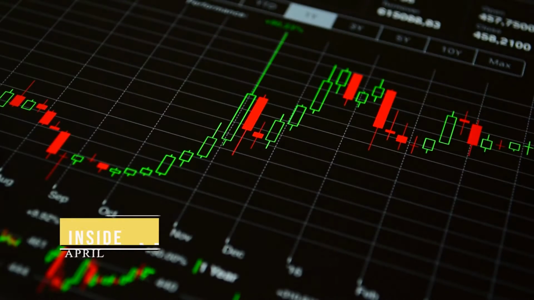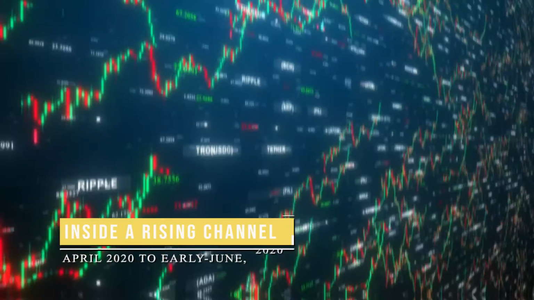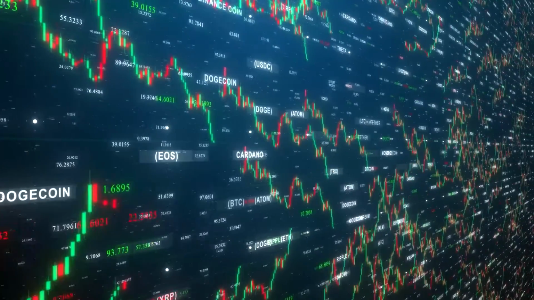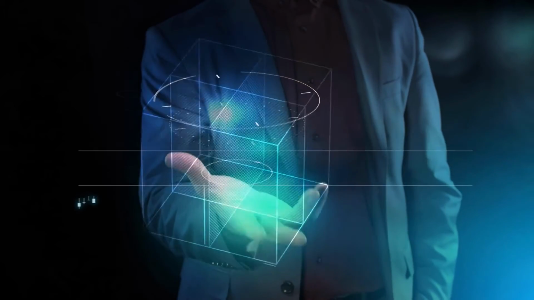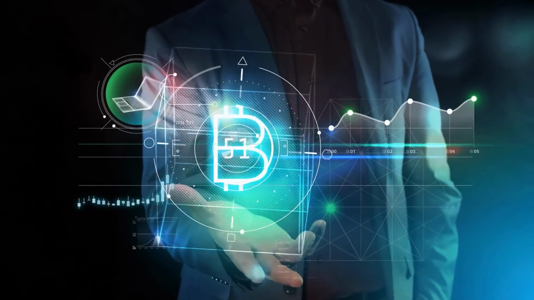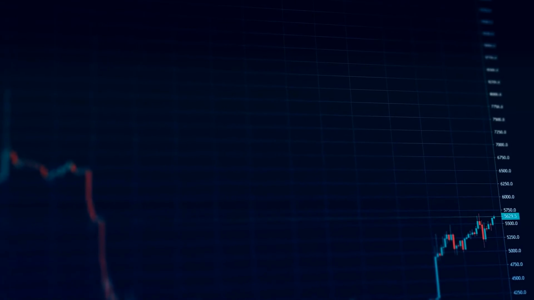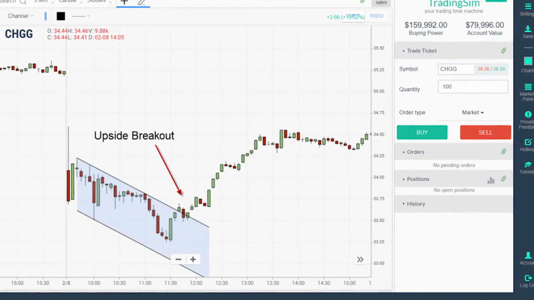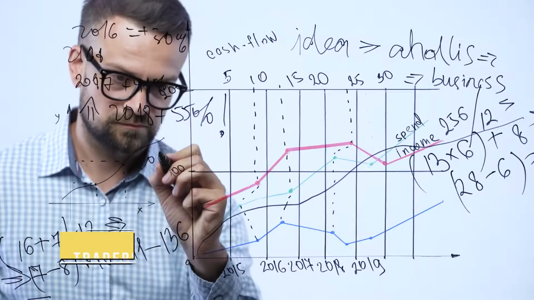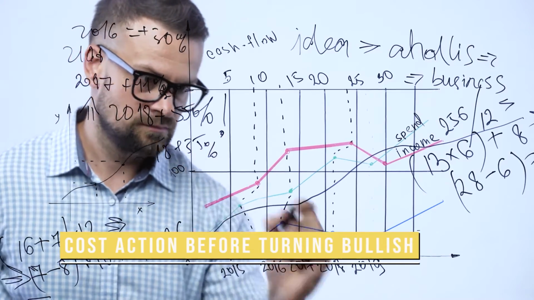Bitcoin traded inside a rising channel from April 2020 to early June 2020. The price broke the support line of the channel on June 11, 2020. However, the BTC pair did not begin a downtrend. Instead, the price traded inside a range for a few days, and then resumed its uptrend. That demonstrates how a break in the channel does not always lead to a downtrend. Instead, traders must look for other supporting signs and the price action before turning bearish.